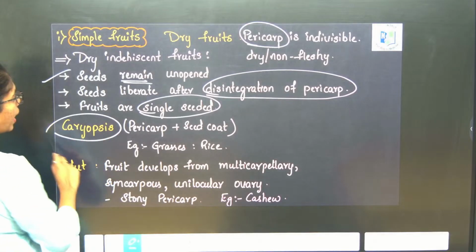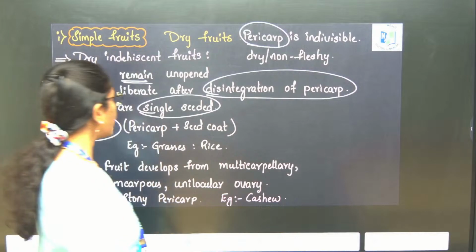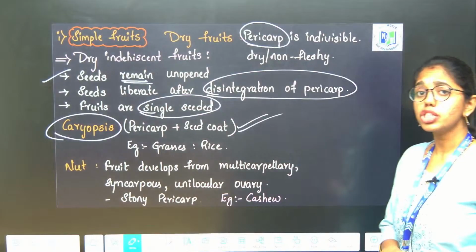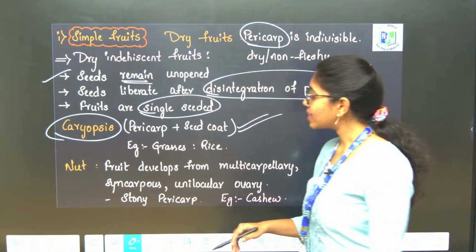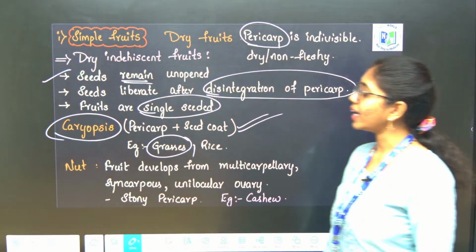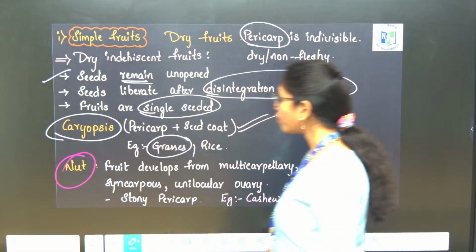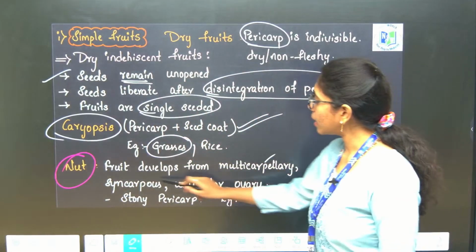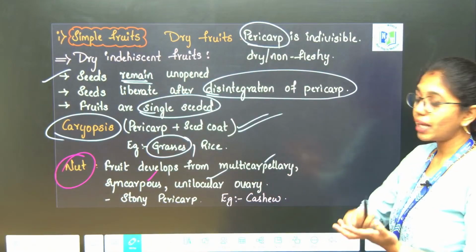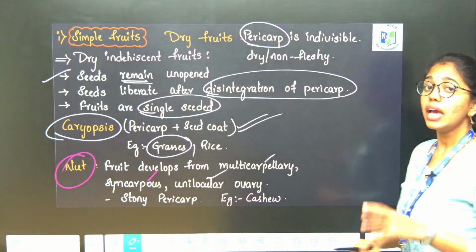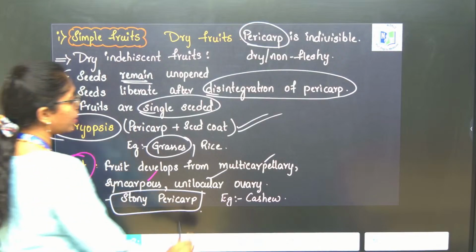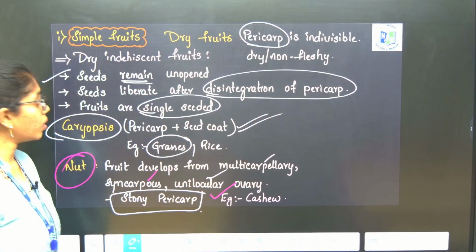First type in dry indehiscent fruit is caryopsis, where pericarp is fused with seed coat. Take down, pericarp is fused with seed coat here. Examples include grasses and rice. Second type of dry indehiscent fruit, nut, wherein fruit develops from multicarpellary syncarpous unilocular ovary. Here it has a stony pericarp. Example includes cashew.